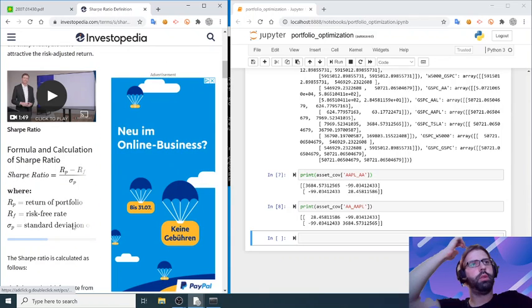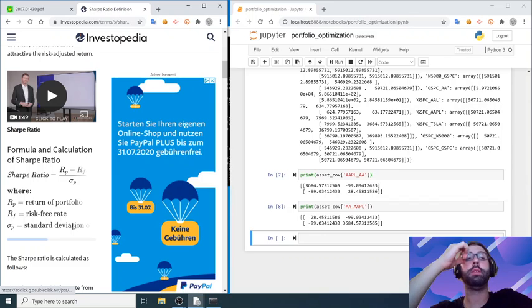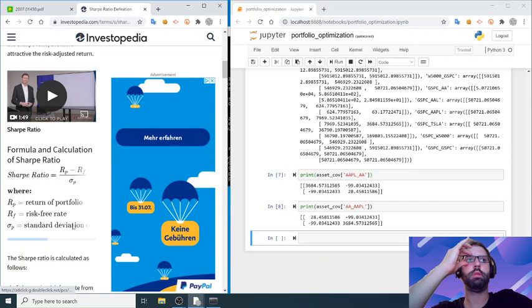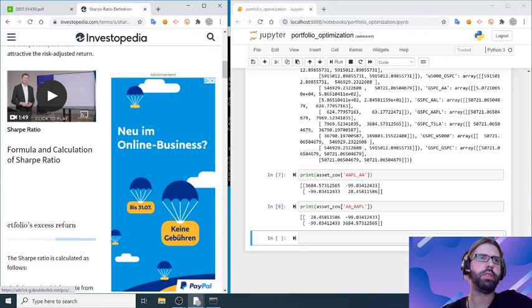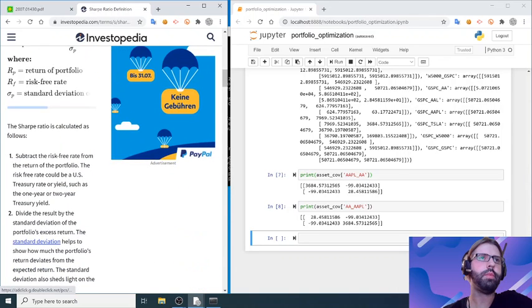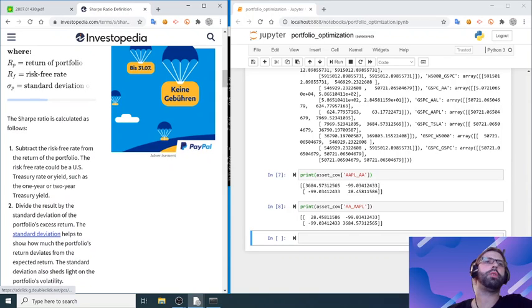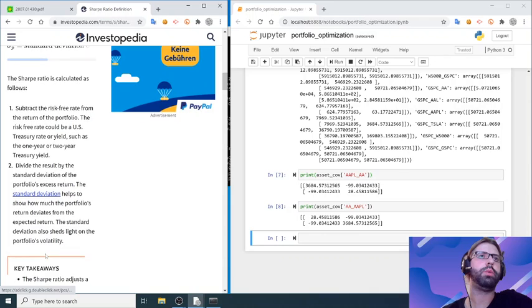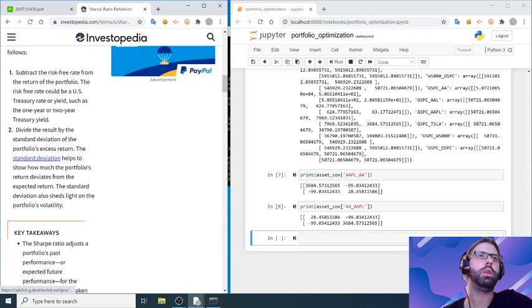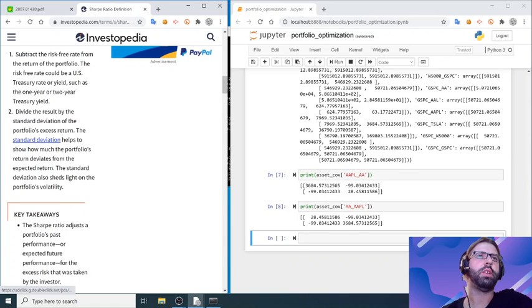Return to the portfolio minus the risk-free rate and the standard deviation of the portfolio's excess return. The risk-free rate could be a US Treasury rate or yield, such as the 1-year or 2-year Treasury yield. Divide the result by the standard deviation of the portfolio's excess return. The standard deviation helps to show how much the portfolio's return deviates from the expected return.